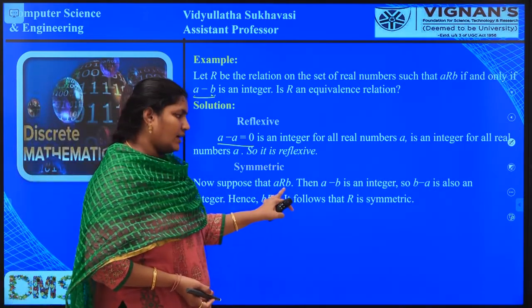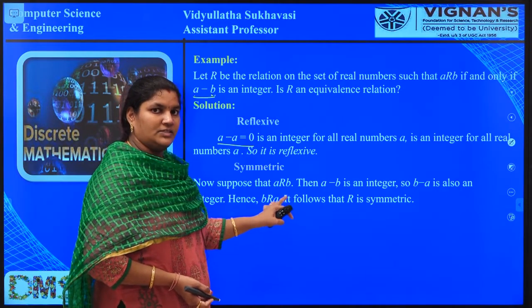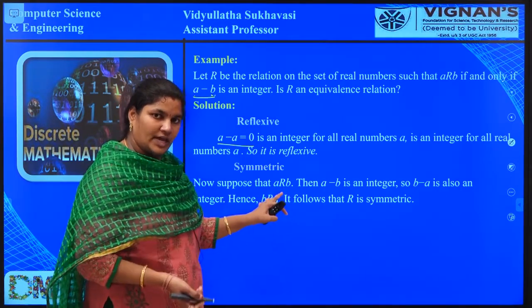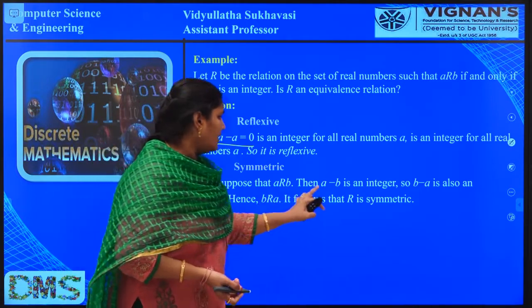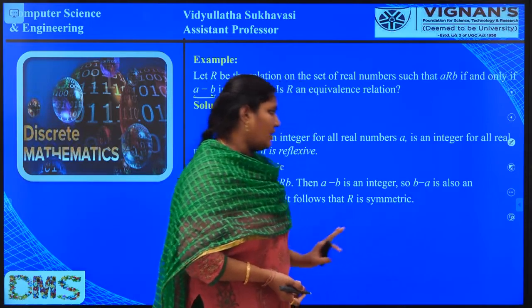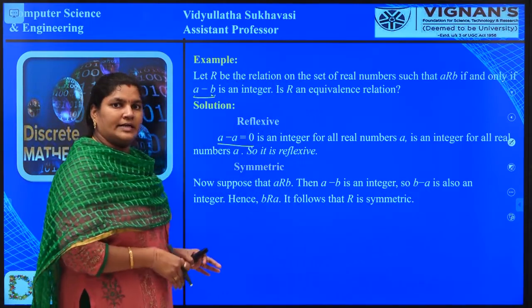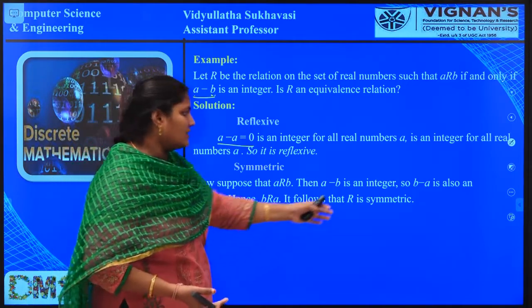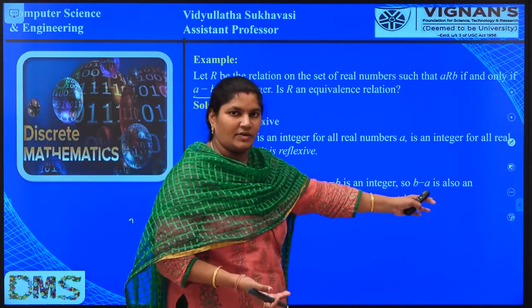Next, if we want to prove symmetric, see here. Suppose that A is in relation with B. That means what we need to check for symmetric? B is also in relation with A or not, we need to check. So here A minus B is the given relation. So if you do B minus A, which is also an integer value. So that means if A minus B is satisfying, B minus A is also satisfying for the integer values.